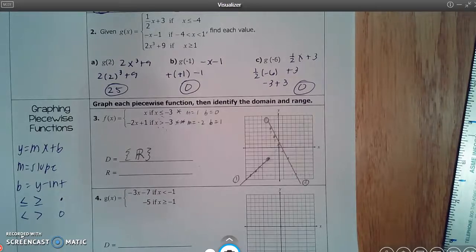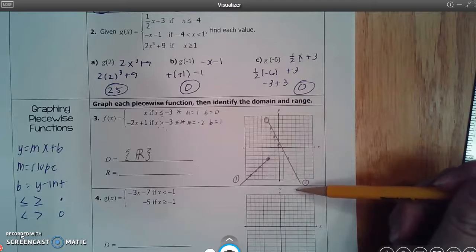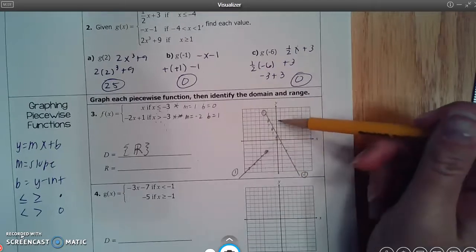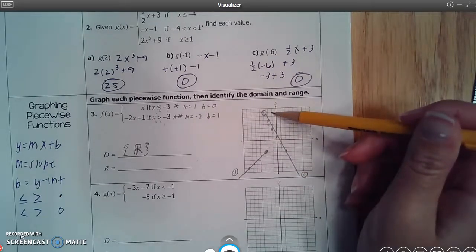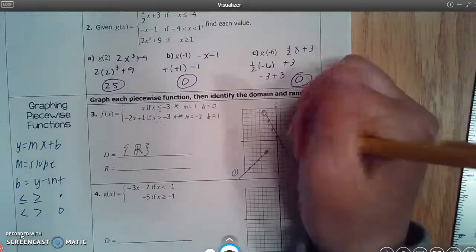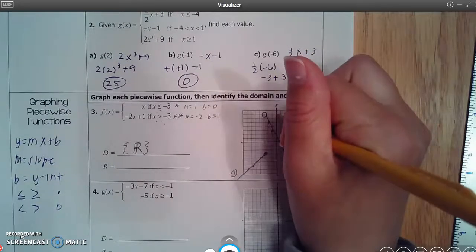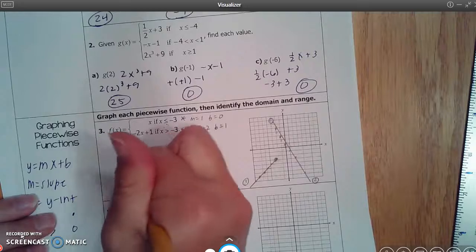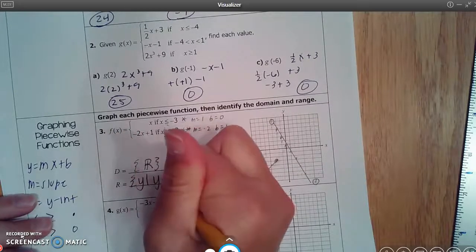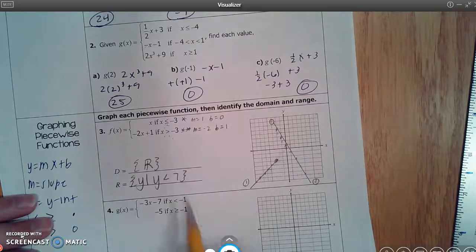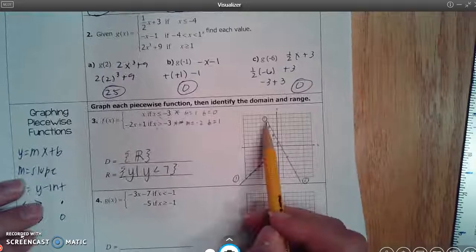Okay, but now for my y values, I have an arrow pointing down, which means I'll hit all negative y values. But if I go up, you're going to notice that the highest y value is this point right here, which, if I count, is 1, 2, 3, 4, 5, 6, 7. So in this case, I want all y values that are less than 7. The reason I don't include 7 is because this is an open dot.